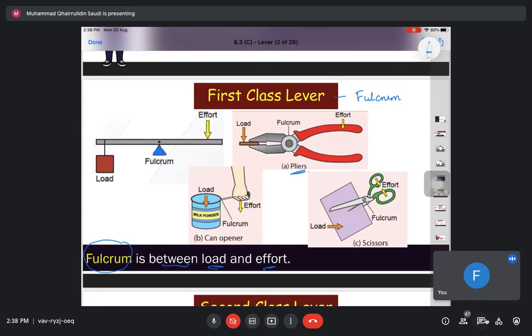So an example of a first class lever would be pliers. Okay, kita dapat tengok ni the fulcrum, the fixed position here, is at the center between the load and the effort. Effort adalah tempat daya dikenakan. So kita kenakan daya di sini dan load ni akan pecah. Fulcrum di tengah-tengah. Second one is a can opener, where you use effort here and the load is at the end and the fulcrum is at the center. The third one is scissors, the fulcrum at the center, the effort at this end, and the load is on the other end. Okay, senang. Fulcrum at the center is the first class lever.